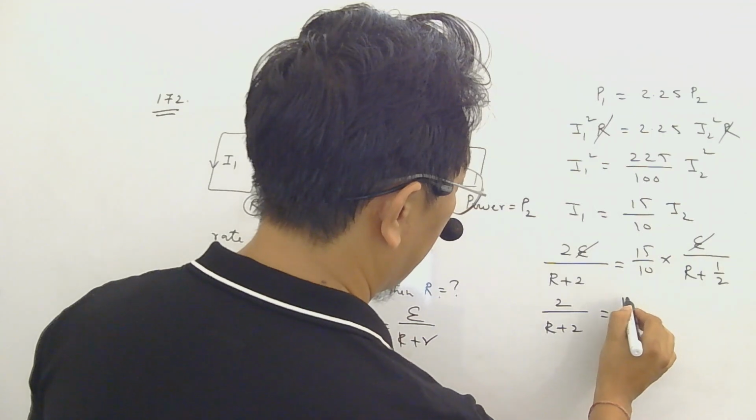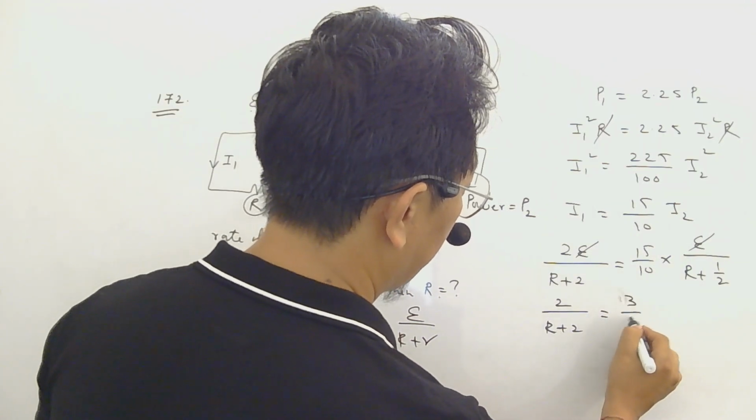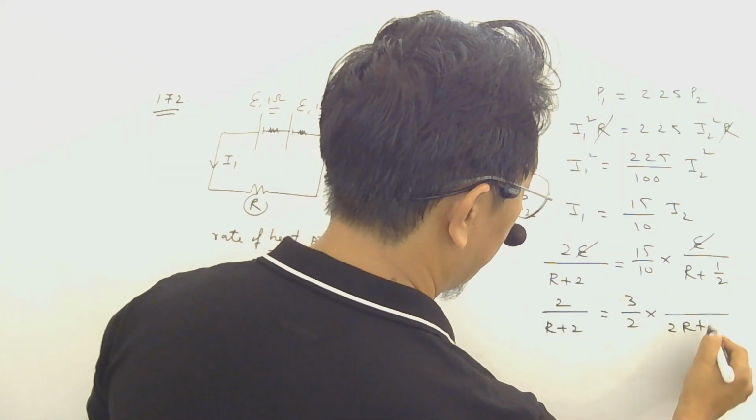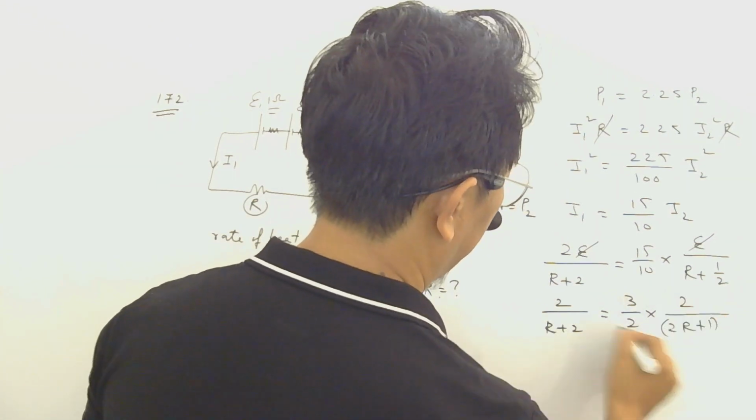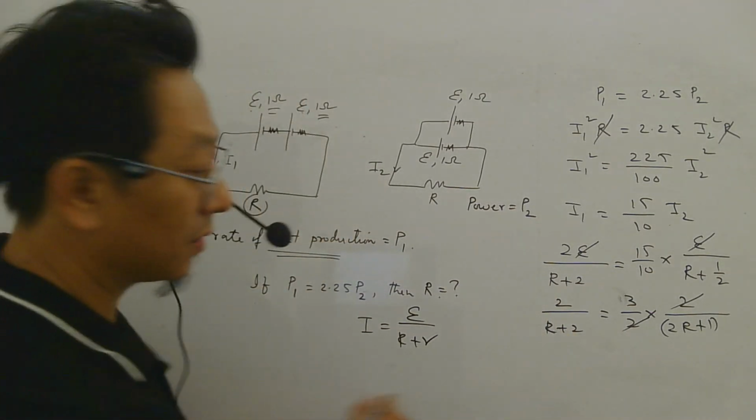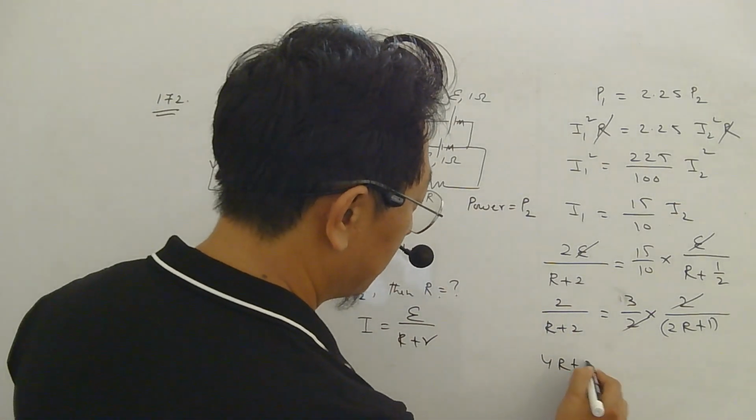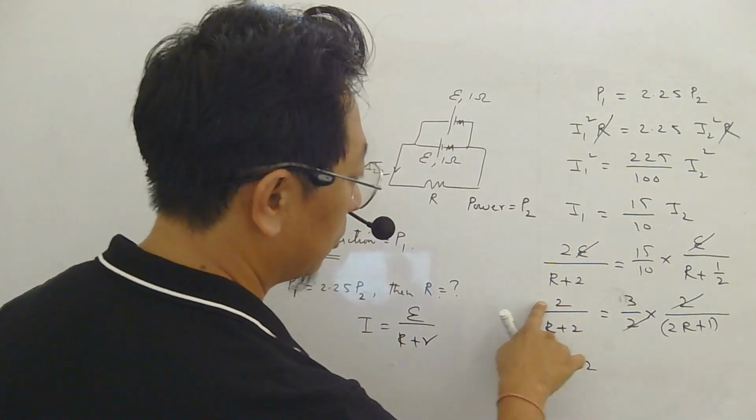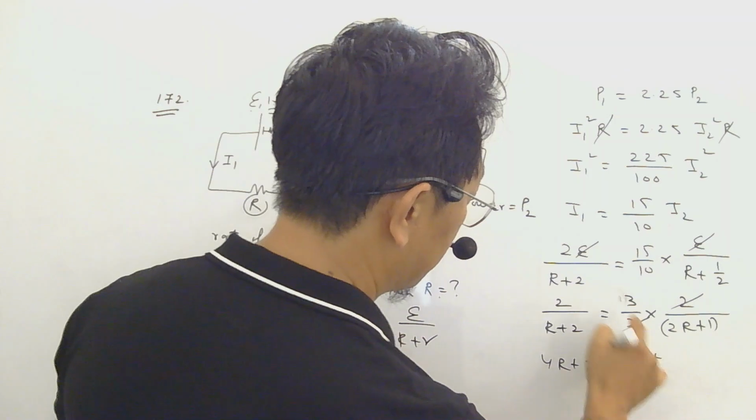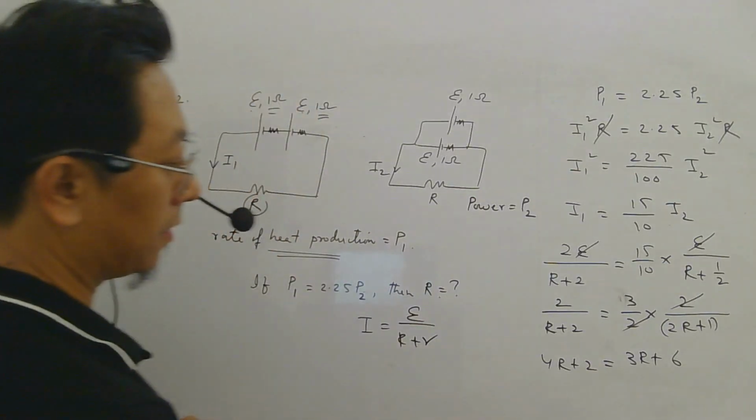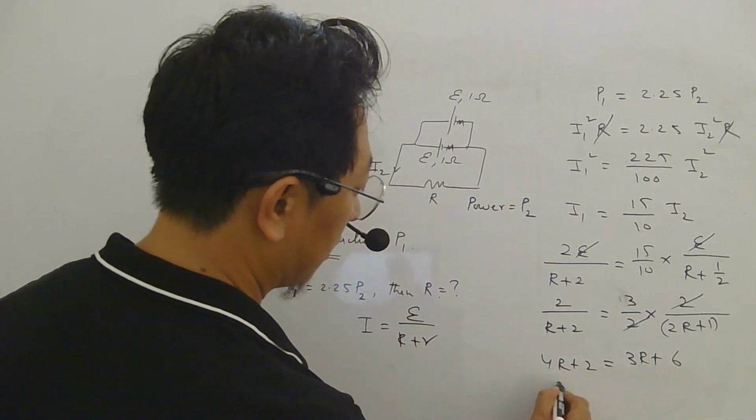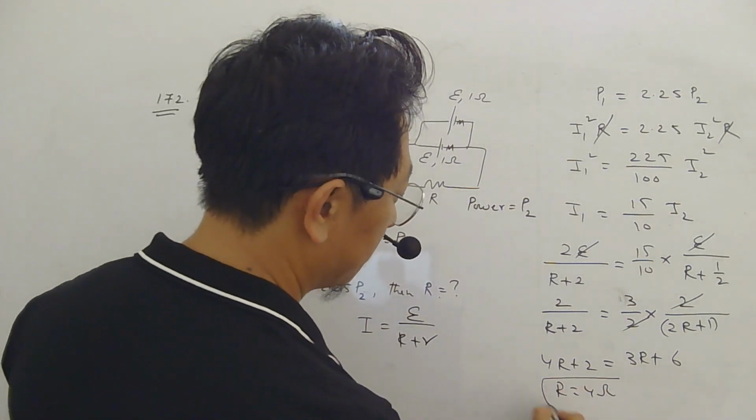This will be 5 3s are 15, 5 2s are 10. Here LCM 2 if you take will be 2R plus 1, and that 2 will go up, and that 2 and these 2 can be cancelled. Now cross multiply. 4R plus 2, right? 2 into 2R, 2 into 1, will be equal to 3 into R plus 3 into 2, 6. And if you take this 2 that side and this 3R this side, you will get R equals to 4 ohms. Right?